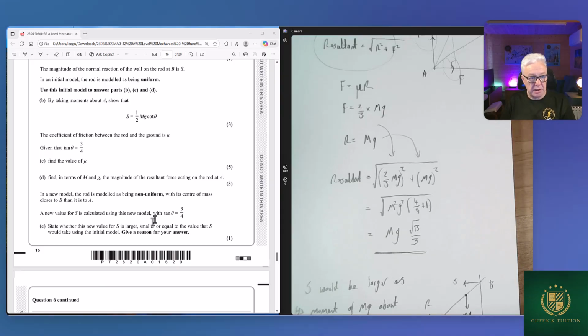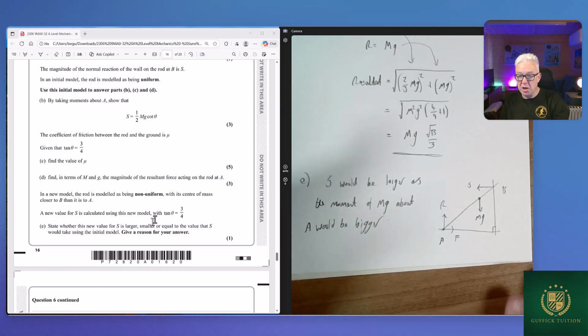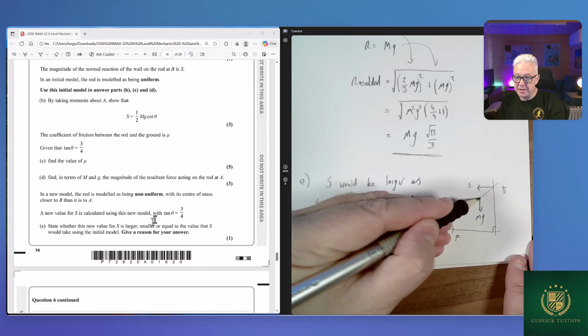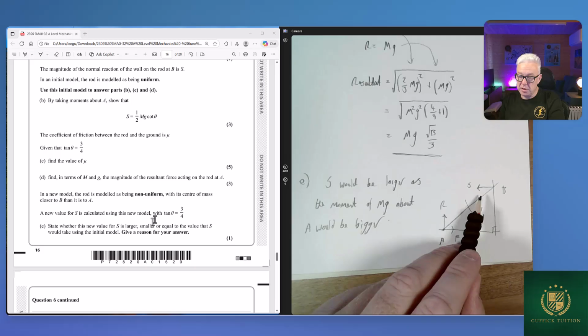Right, let's have a look at this last little bit now. It says, in a new model, the rod is modelled as being non-uniform, with the centre of mass closer to B than it is to A. A new value for S is calculated using this model with tan theta equal to 3/4. State whether or not this new value of S is larger, smaller, or equal to the value of S that we would get using the initial model. Give a reason for your answer. Well, let's think about this in our revised sketch. So we now know that the centre of mass is not at the middle anymore like it was. It's somewhere in this portion where it's closer to B.